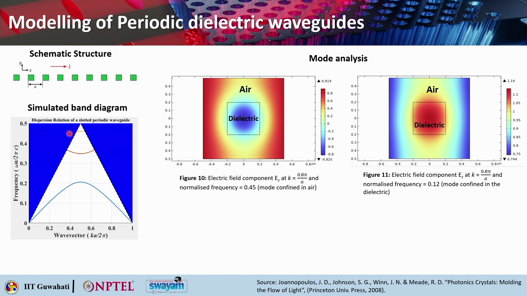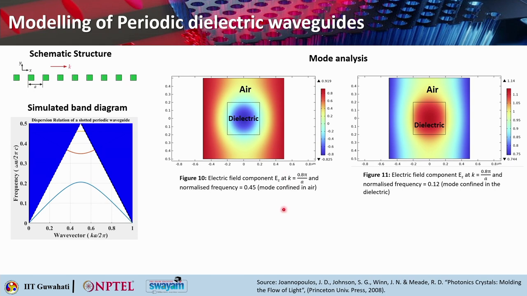So, that is basically an air mode. This mode is basically in air, so this is how the mode will look, because the strong fields are mostly in the air. But if you consider the same wave vector, so you are here at 0.4, and the normalized frequency is 0.12, you are somewhere on this. So, this is basically a guided mode, and this is how the electric field distribution will look.